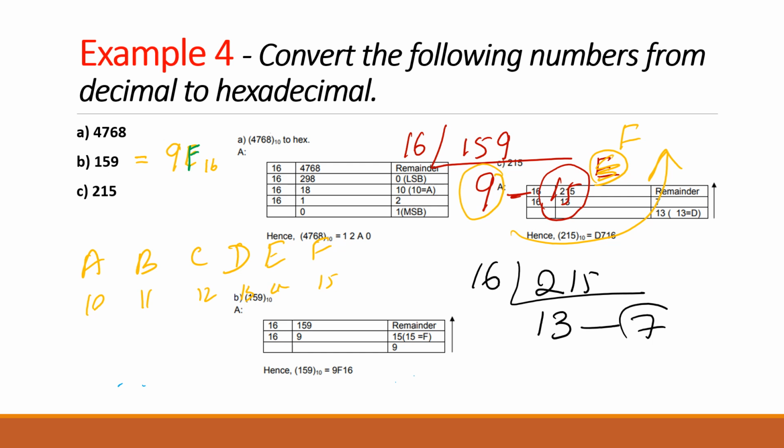7 remaining, am I right? So 13 is D, isn't it? So D7. Is that what you said? Okay. So 16. So are we good?